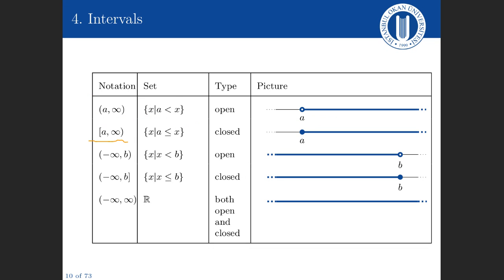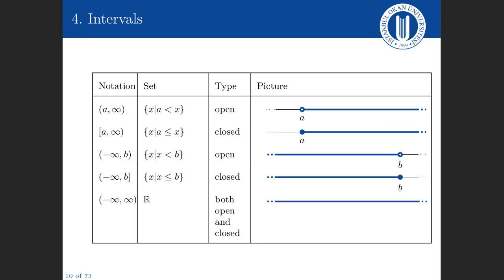Or we might have square bracket a comma infinity round bracket. There's always a round bracket at infinity because infinity is not a number that we can include in our set, so always round brackets next to infinity. But all of the numbers x such that x is greater than or equal to a. This is the interval from a to infinity, but it includes the end a, so this interval is closed.